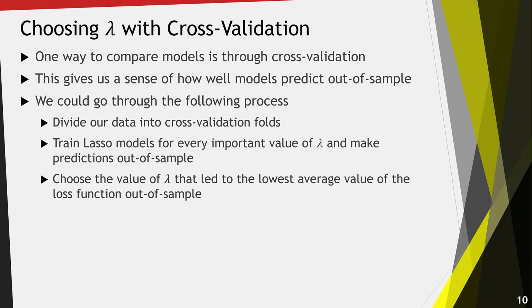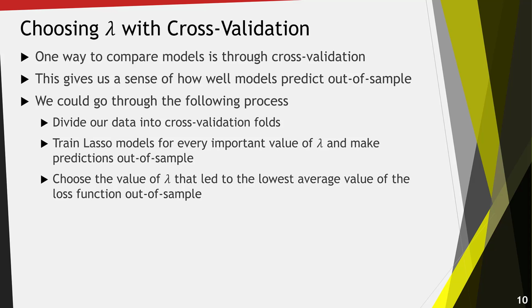Before we get to extracting those predictions, let's talk a little bit more about lambda. You'll notice that R trained a bunch of different Lasso models for different values of lambda, but it didn't give us a good idea of which one would be the right one to choose. One way to compare models to choose hyperparameters like lambda is through cross-validation. Cross-validation gives us a sense of how well models might predict out of sample.